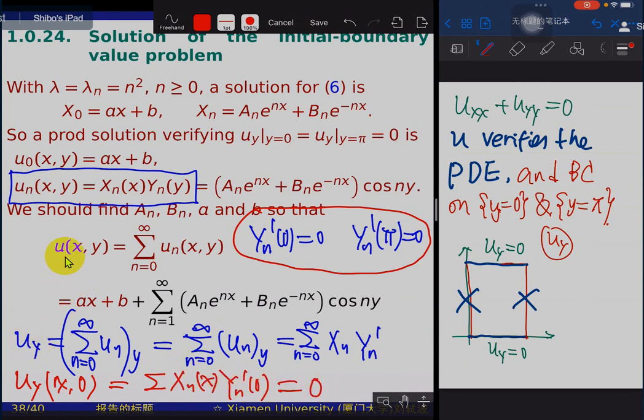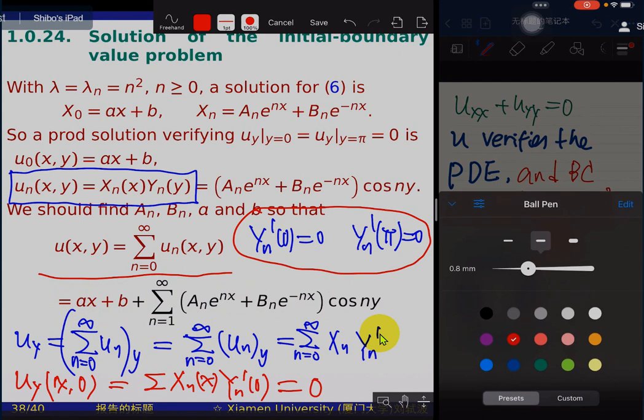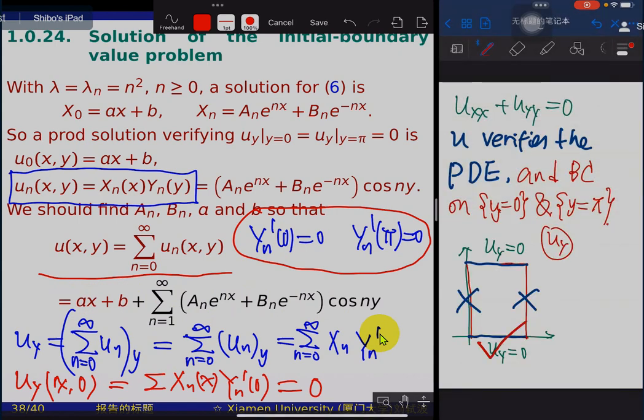This means that the u constructed here as the sum of all the u_n satisfies the boundary condition at the bottom of this rectangle, that is when y equals 0. Similarly, you can verify that it satisfies the boundary condition at the top of the rectangle. So in conclusion, the u given here as ax plus b plus the series, sum from n equals 1 to infinity of A_n exponential plus B_n exponential times cosine ny, satisfies the PDE and the boundary condition at the bottom and at the top, but not necessarily on the left and the right part of the boundary.